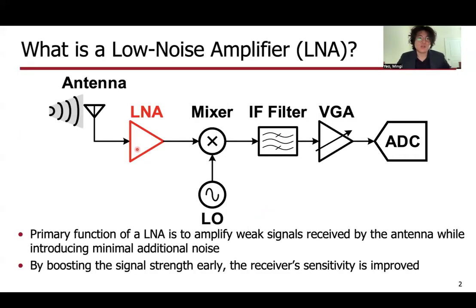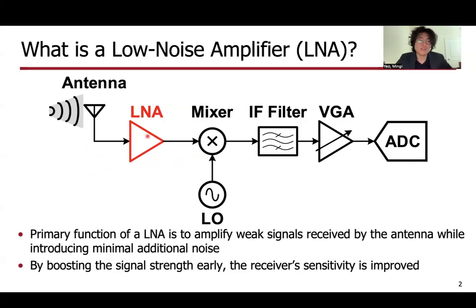So when I first started learning about the topic, I asked myself, what is a low noise amplifier? Here on the diagram above, I've shown a typical superheterodyne RF receiver block diagram. The LNA is highlighted in red up here. It is positioned directly after the antenna, and its function is to amplify the tiny signals obtained by the antenna without adding much noise to it.